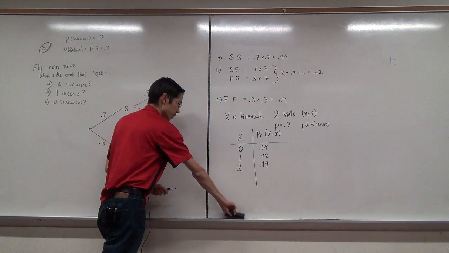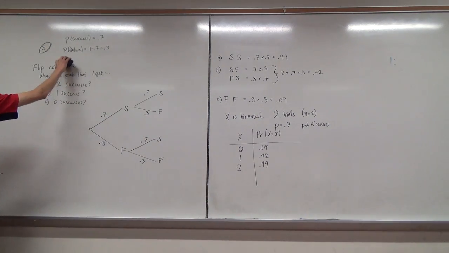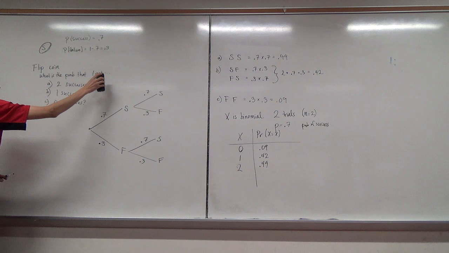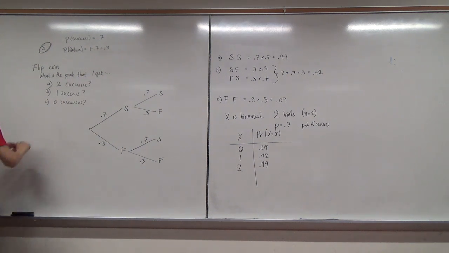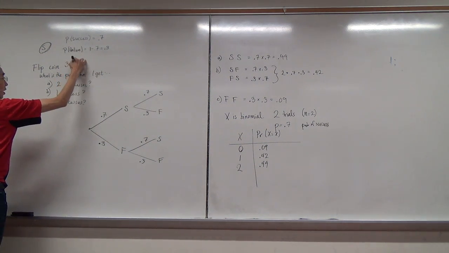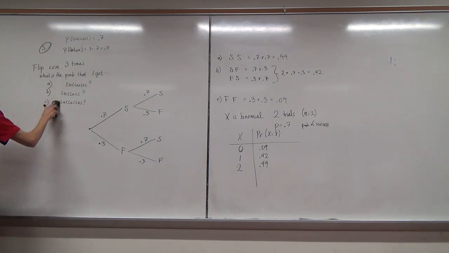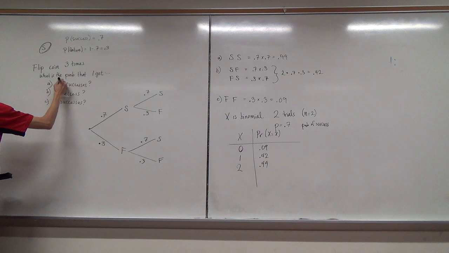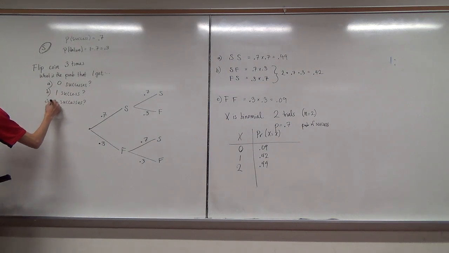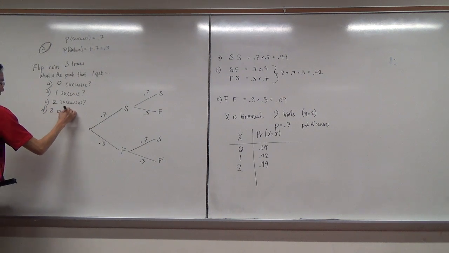So let me just extend this. Let's say I flip the coin 3 times. Okay. What is the probability that I get, and let me just rearrange these, 0 successes, 1 success, 2 successes, and then I've got to add a third row, 3 successes.